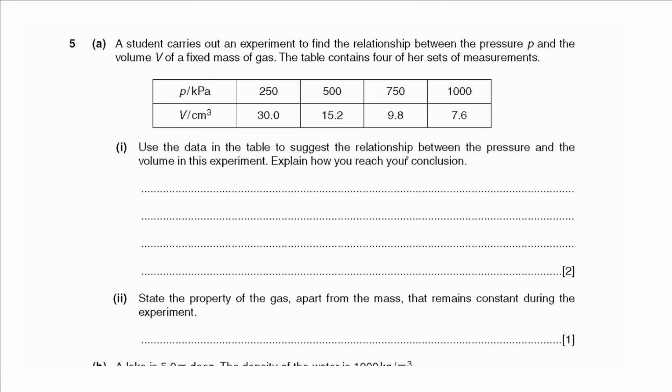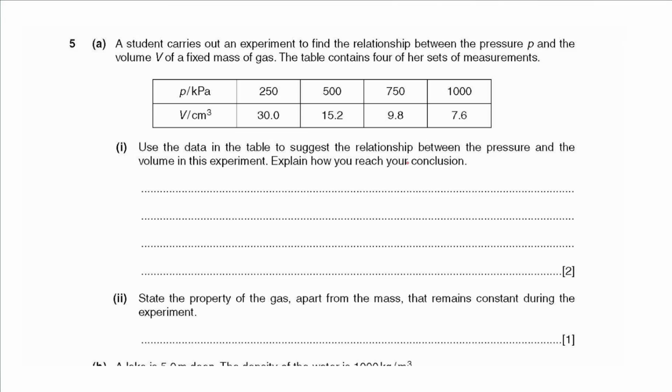Question 5a says a student carries out an experiment to find the relationship between the pressure P and the volume V of a fixed mass of gas. The table contains 4 of her sets of measurements. We have the pressure in kilopascal and the volume in centimeter cubed. Use data in the table to suggest the relationship between the pressure and the volume in this experiment. Explain how you reach your conclusion.